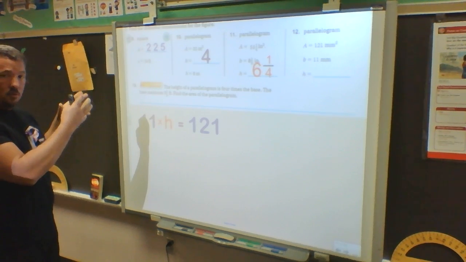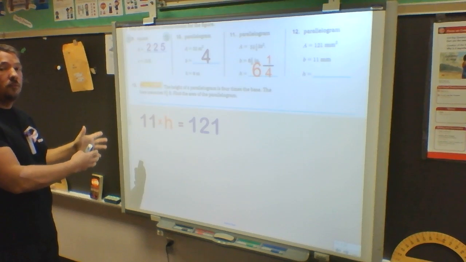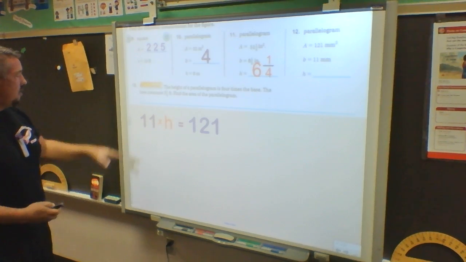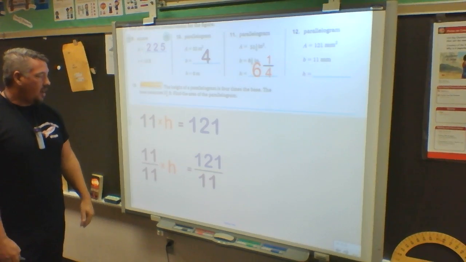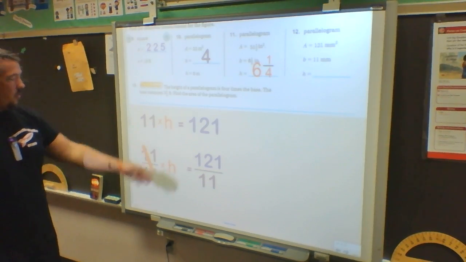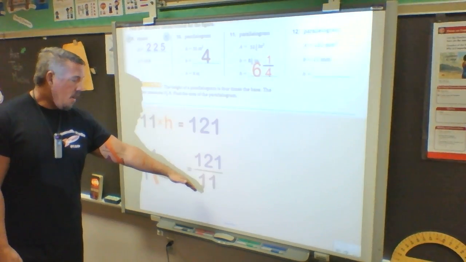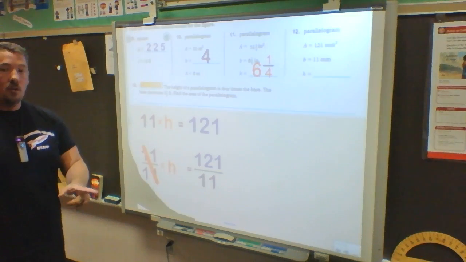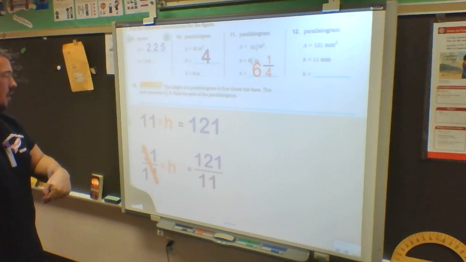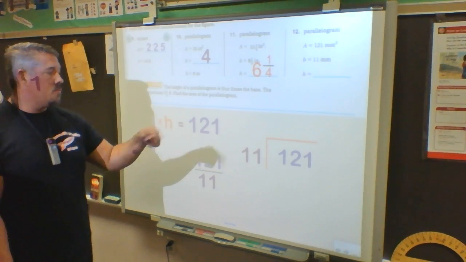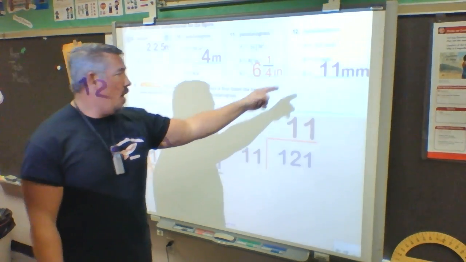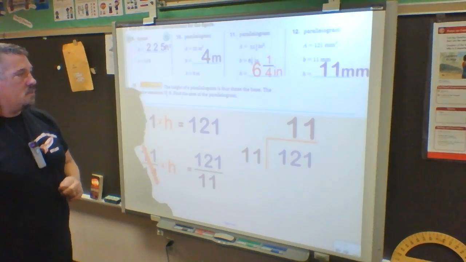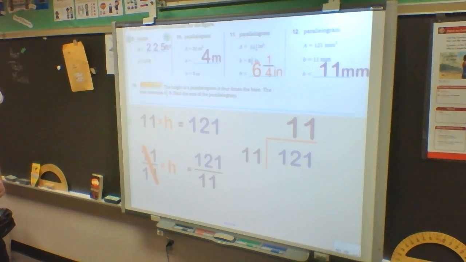I do the opposite function on the opposite side. So I'm going to divide by 11. That cancels that out. That'll make it a 1, which leaves me with 121 divided by 11. And if you know your multiplication of doubles, which you learned in 3rd grade, then I know that 11 times 11 gives me my 121. So I have a height of 11 millimeters, excuse me.